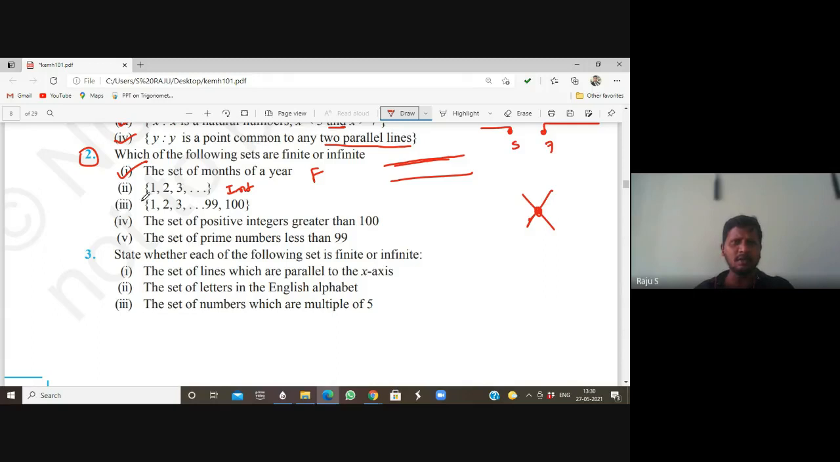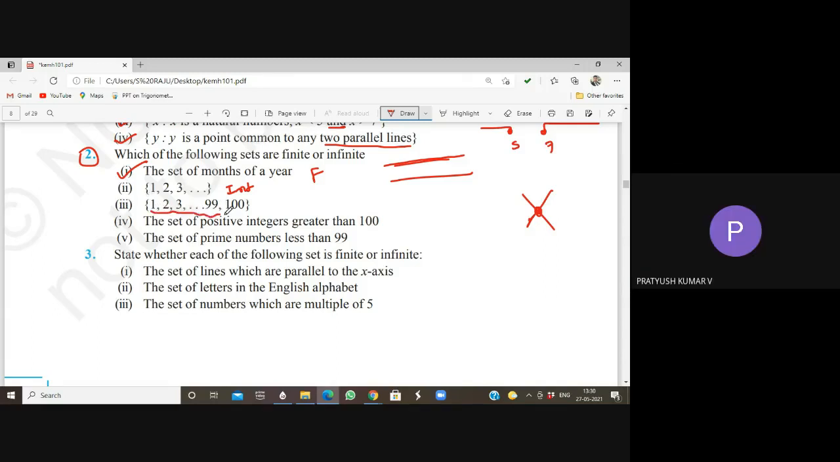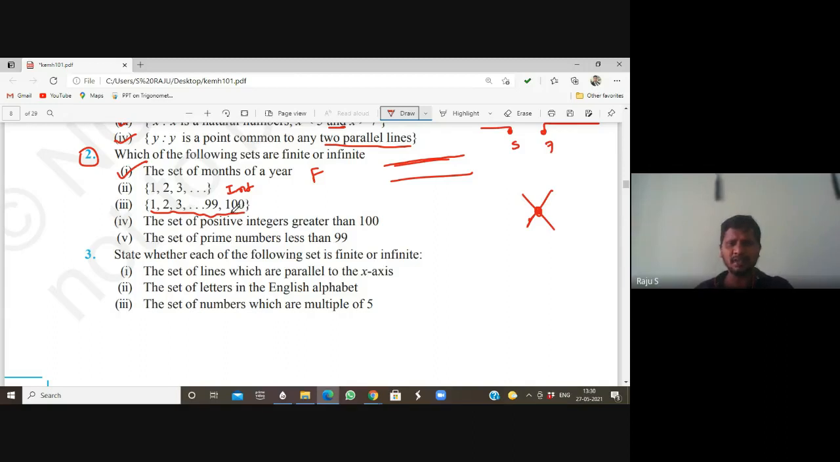Then what about the third subdivision? Finite. How many numbers are given? 1, 2, 3, and so on till 100. 100 means it is clearly finite. Finite set.